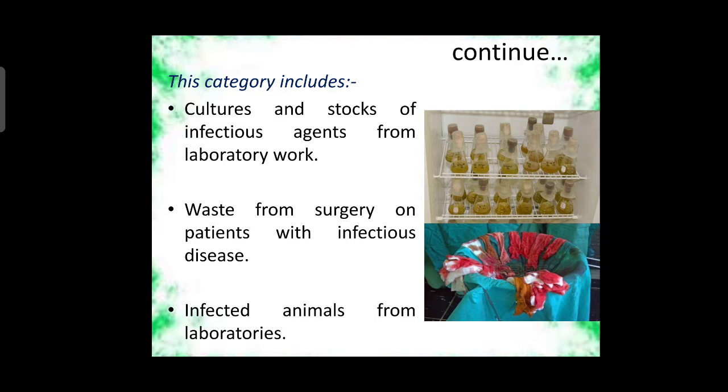The categories include culture and stock of infectious agents from laboratory work, waste from surgery on patients with infectious disease, and infected animals from the laboratories. These are the infectious products we can see in the hospital.